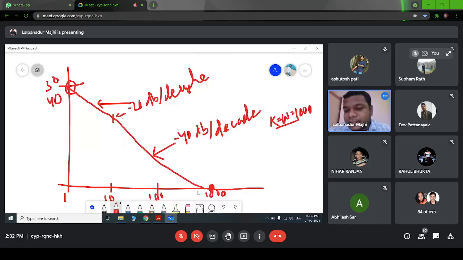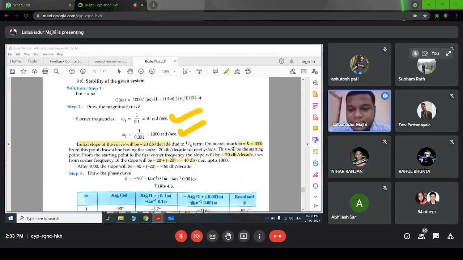So 1000 is also a corner frequency, so we have to start another asymptote from this corner frequency. This corner frequency belongs to a pole, so we will add another minus 20 dB to this minus 40, and we will get a minus 60 dB per decade slope. Excuse me for my graph.